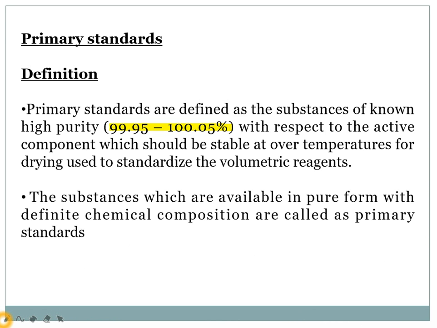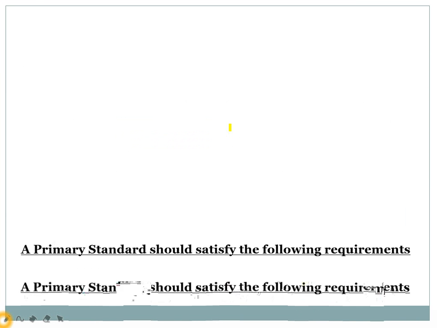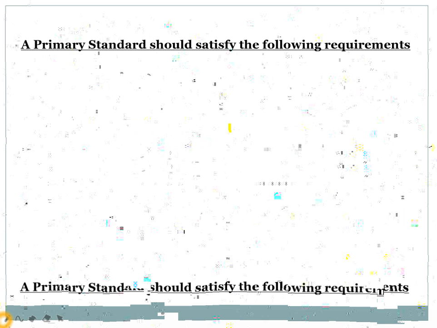And these are substances which are available in pure form with definite chemical composition, and these substances are called primary standards. Then next, what are the requirements or properties of the primary standard?